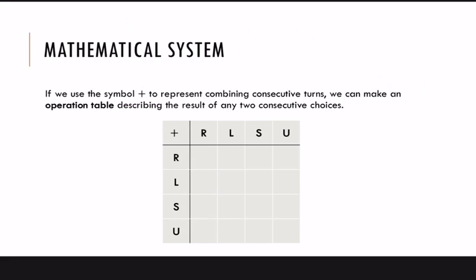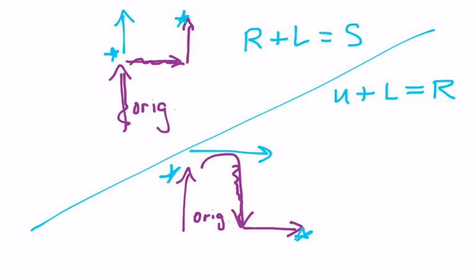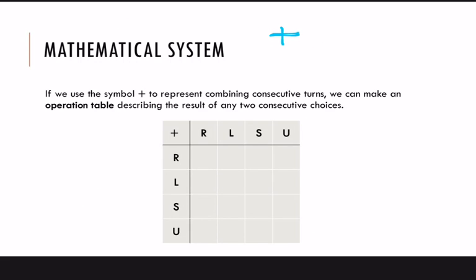All right, so we can define that plus symbol. We don't have numbers anymore, so we have to decide what that symbol now represents. We're going to use it to mean combining consecutive turns, and then we can look at all of the possible combinations. We already said that a right turn plus a left turn is the same as going straight. Now when you read one of these operation tables, which shows all the different combinations, you list out all of your elements in the set, R, L, S, and U, along the side and then across the top, and you make sure that the order matches. So if you start with right here, then you start with right up at the top.